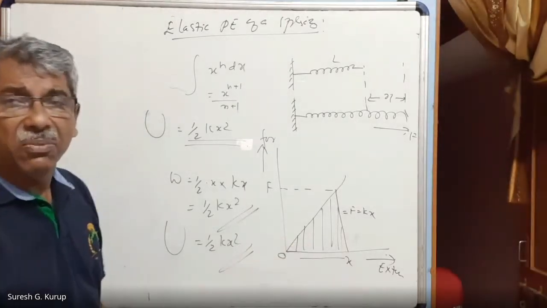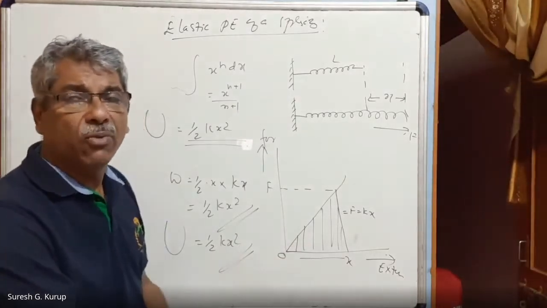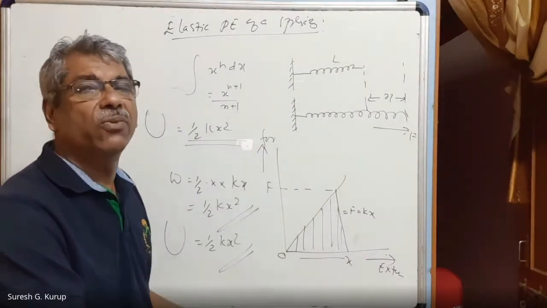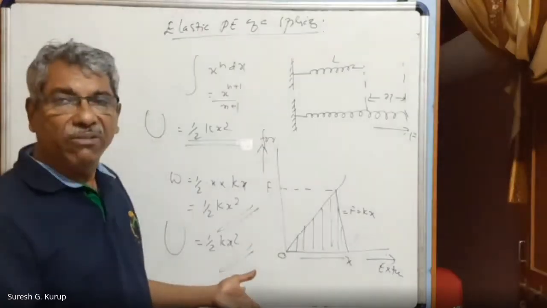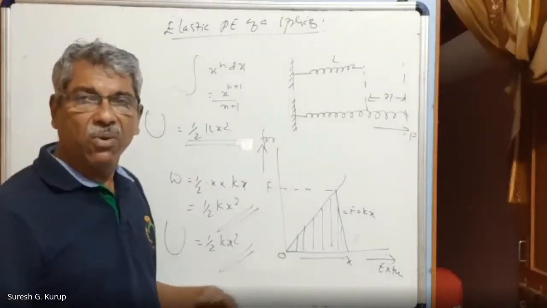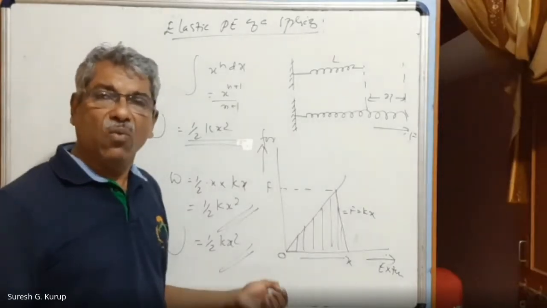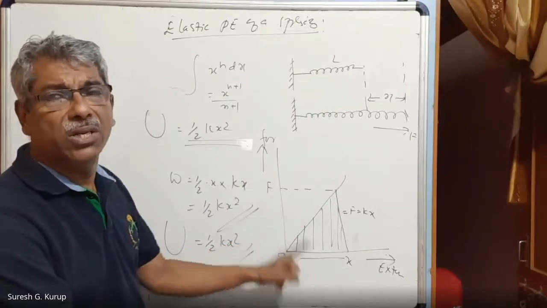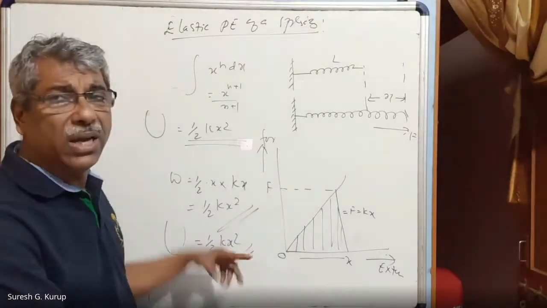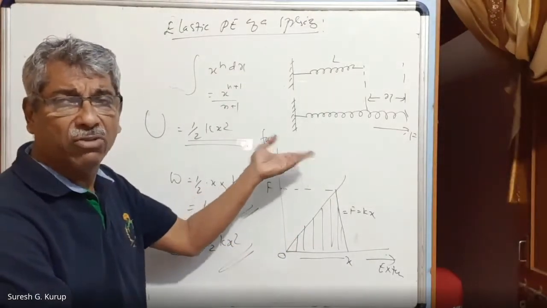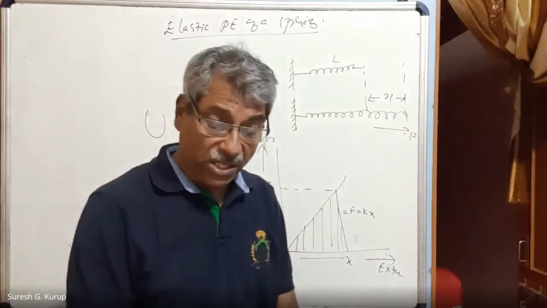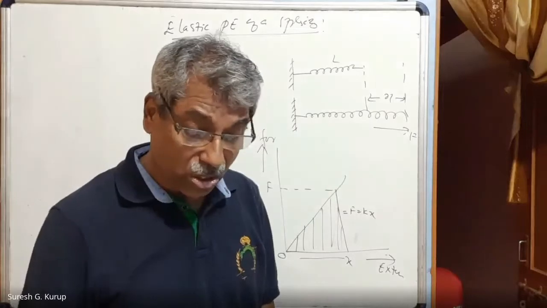This is an alternative method also, because spring force is not a constant force, it is a variable force. So at different extensions, the force applied is also different. That is why we say that spring force is a variable force. Work done by a variable force is calculated by plotting the force extension graph. The same relation will be got. In the integration method also we got half kx square. In this method also we got half kx square. What is k? k is the spring constant of the spring.